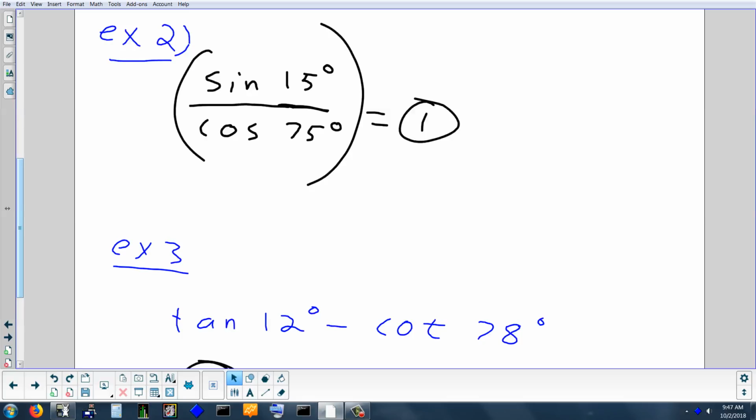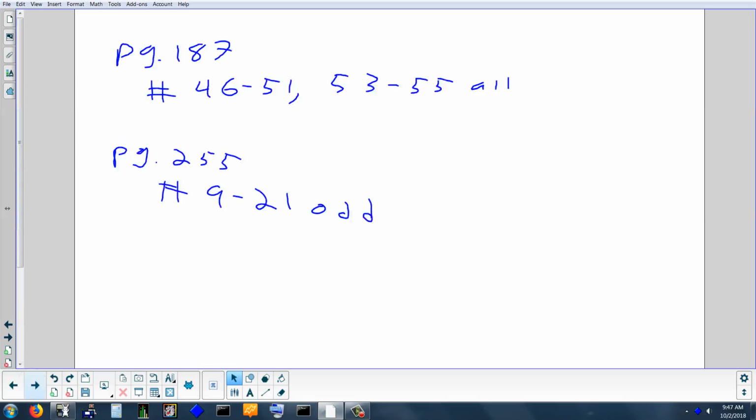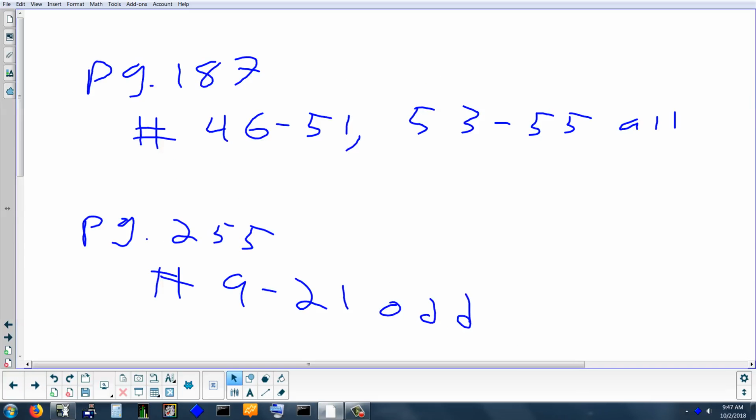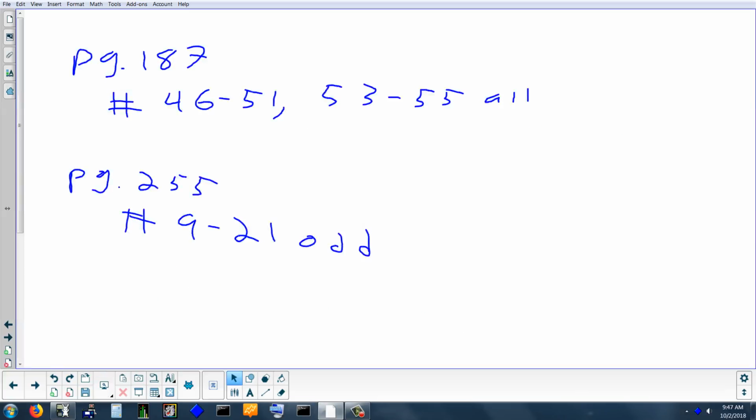So that's the first part of section 4.1. So the first part of the homework, those are all yes or no questions based off the first thing we did, page 187. 46 to 51, 53 to 55 all. And then page 255, that's the last part we just did with the triangles, 9 to 21 odd. Okay, so tomorrow we'll finish up everything for the week. Thursday will be a review day, and then on Friday we'll have our test.